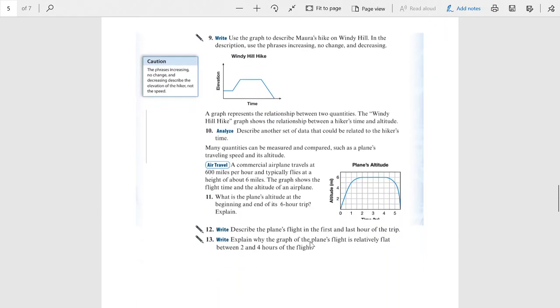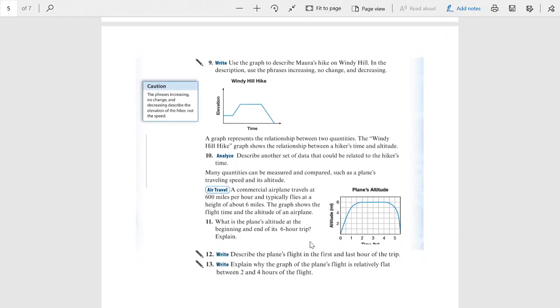All right, just a couple more situations here. We're going to describe some graphs. So number 9, use the graph to describe Maura's hike on Windy Hill. In the description, use phrases like increasing, no change, and decreasing. And we see that we are relating time and elevation.